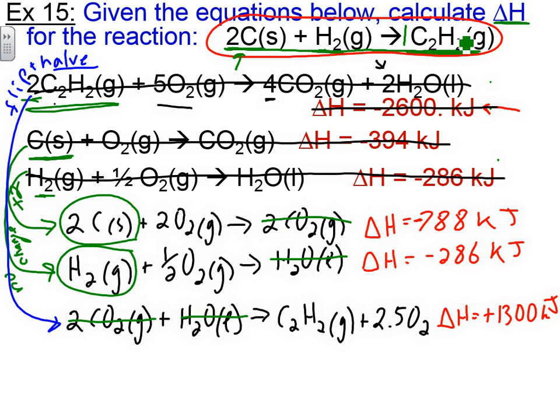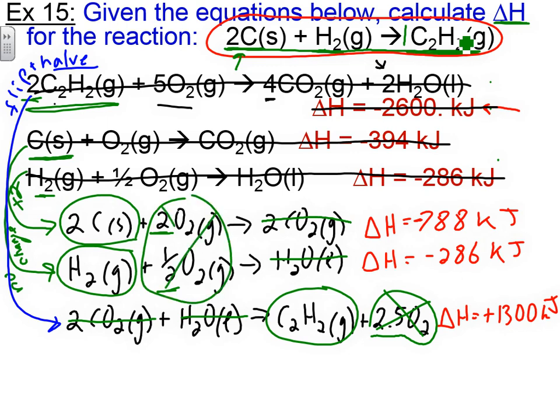And oxygen. We have a bunch of oxygen. Do the oxygens cancel out? Let's see. We have 2.5 moles of oxygen on the left of the arrow. Lo and behold, we have 2.5 moles of oxygen on the right side of the arrow. So all the oxygen cancels out. What we're left with is what we wanted, which is 2 carbon, solid, plus hydrogen gas, to give us C2H2 gas. Exactly what we wanted.